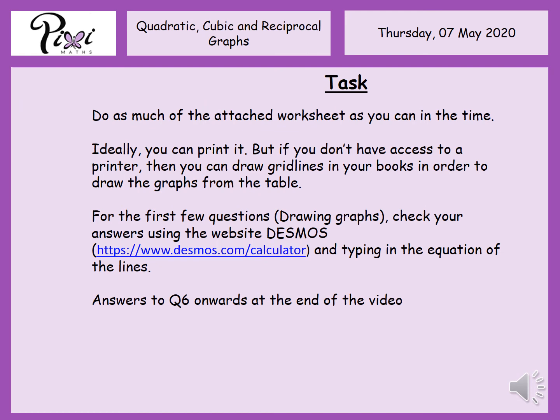Okay, so the task today, I've attached the worksheet to this one. I want you basically just to get through as much of it as you can in the time. I'm aware that doing the substitution and plotting the graphs does take a while, so if you don't get through all of it, completely fine. I don't expect you to get through the full sheet. If you do, great. But if it does get towards the 50-minute mark, do cut it off early. Don't spend all day doing it, unless you want to.